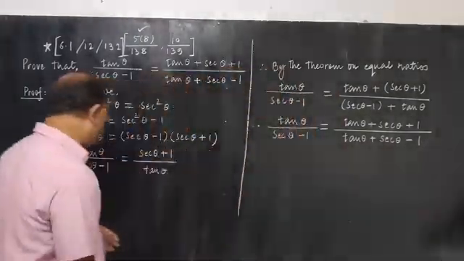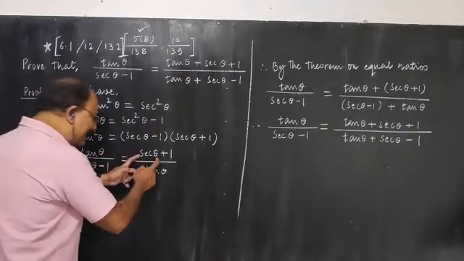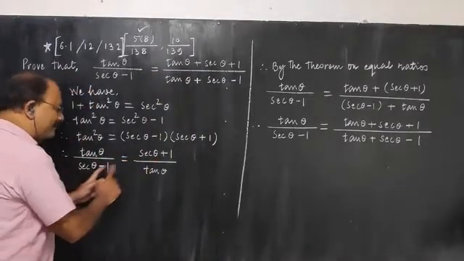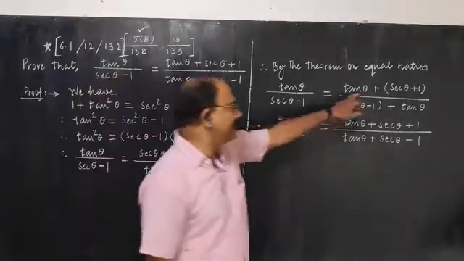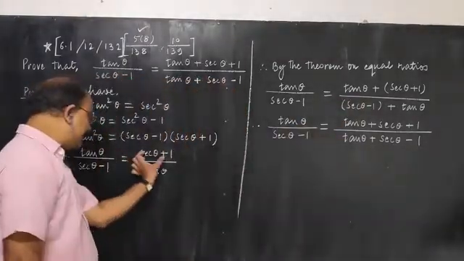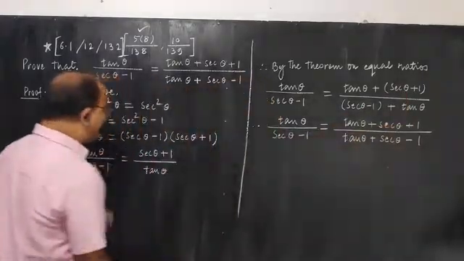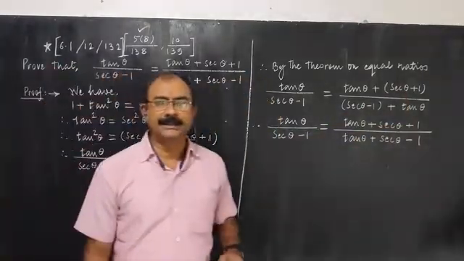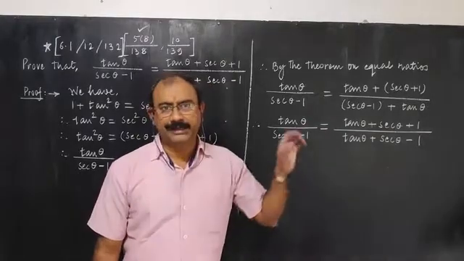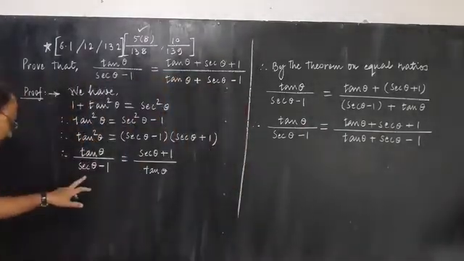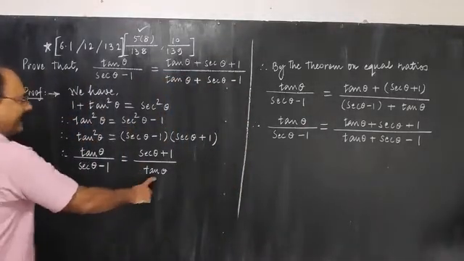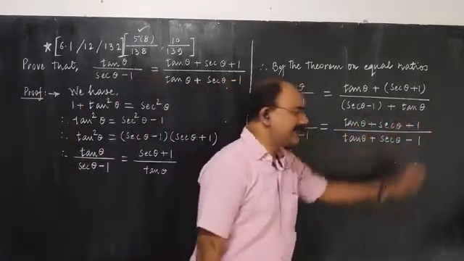Okay, so what I am doing, I am simply adding the numerator, so I have to add the denominator. So I did the same thing. Tan theta plus sec theta plus 1. Correct? And since I have added the numerators, I have to add the denominators also. So denominators also are added. Sec theta minus 1 plus tan theta.